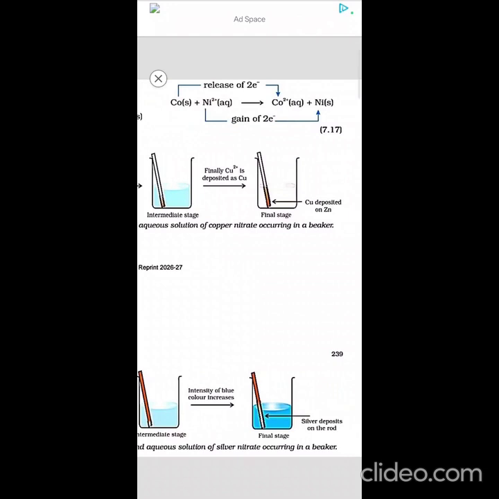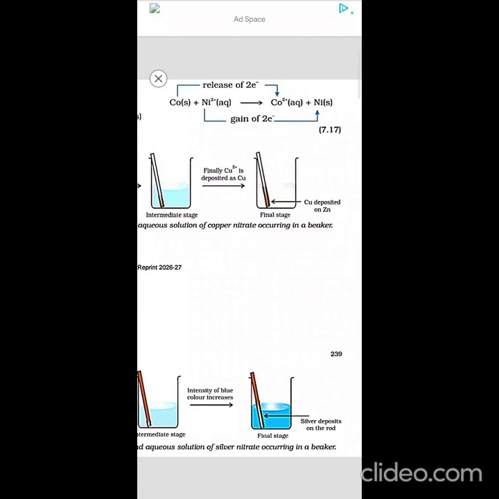Then we take another example: cobalt plus Ni2+ gives Co2+ plus nickel. Here cobalt loses 2 electrons to become Co2+, which is an example of an oxidation reaction, and Ni2+ gains 2 electrons to become nickel, which is an example of a reduction reaction.